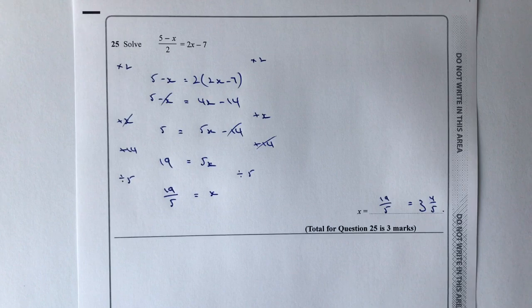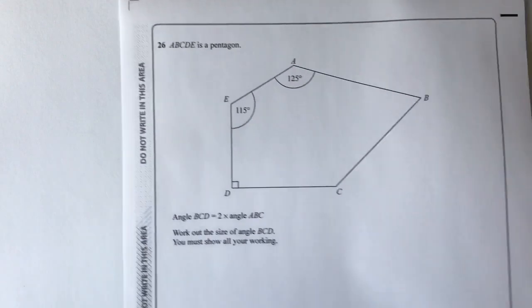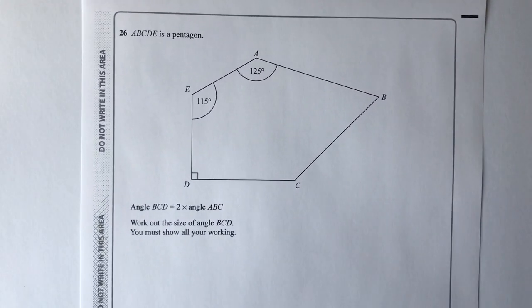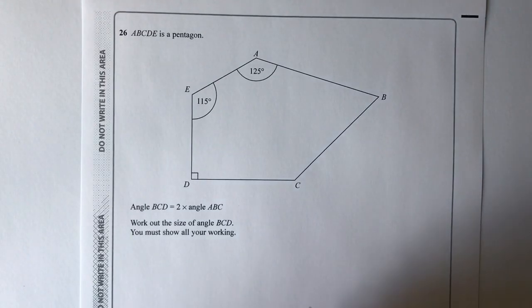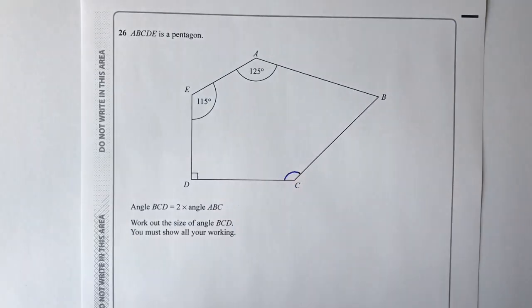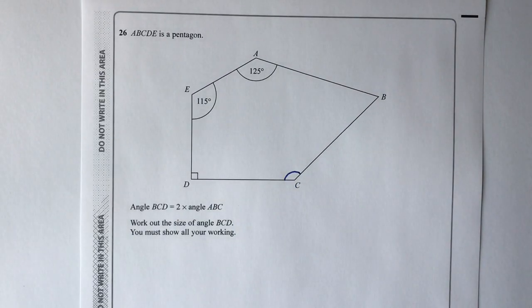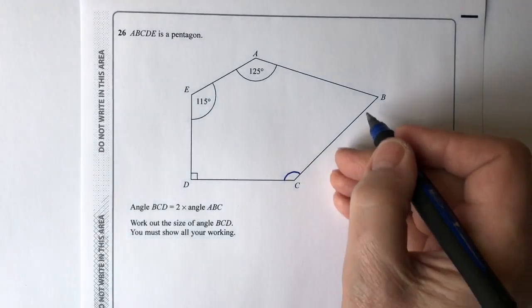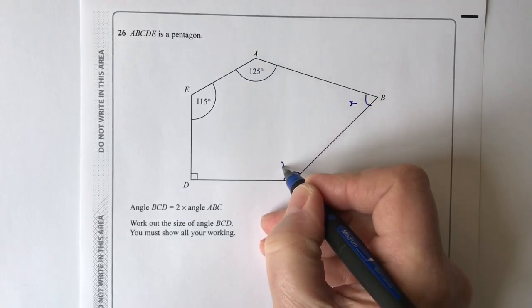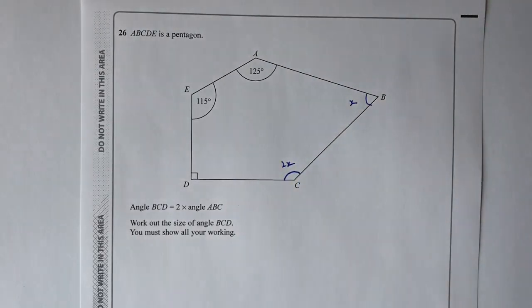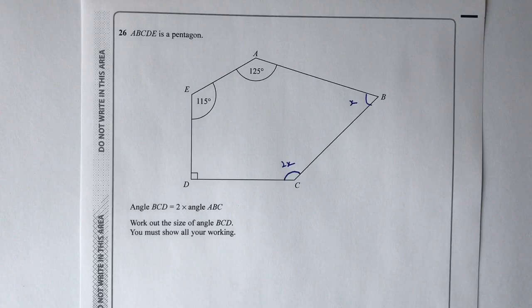Let's move on then to question number 26, and we're talking about a pentagon. In the pentagon, we need to work out the size of angle BCD, so in other words, this angle. And we're told that this angle is double this angle. So what I'm going to do is call this angle x and this angle 2x.